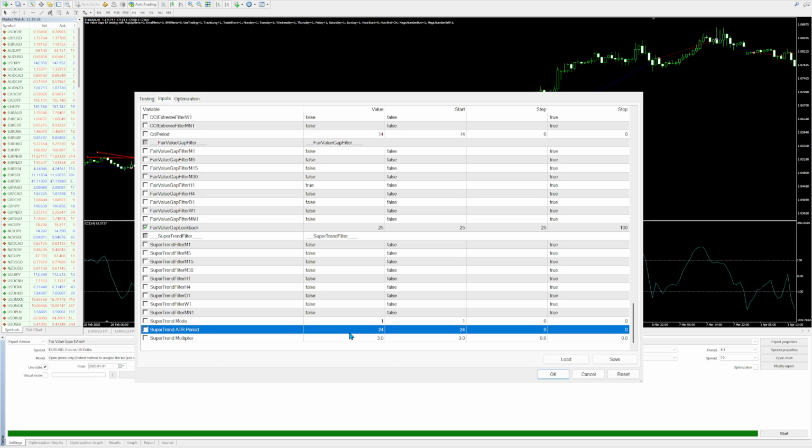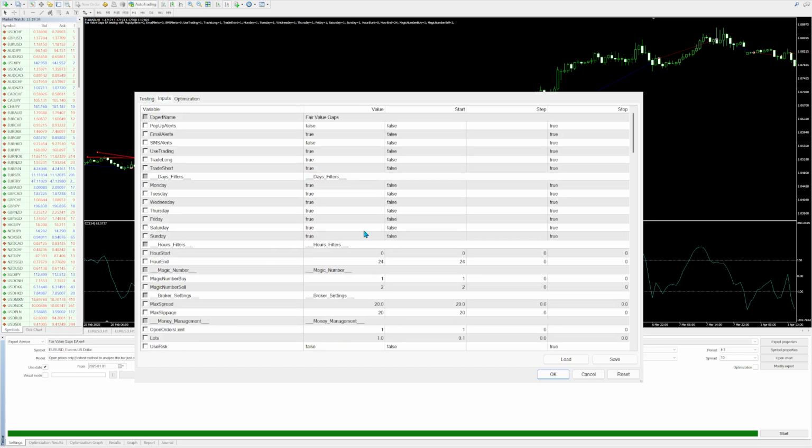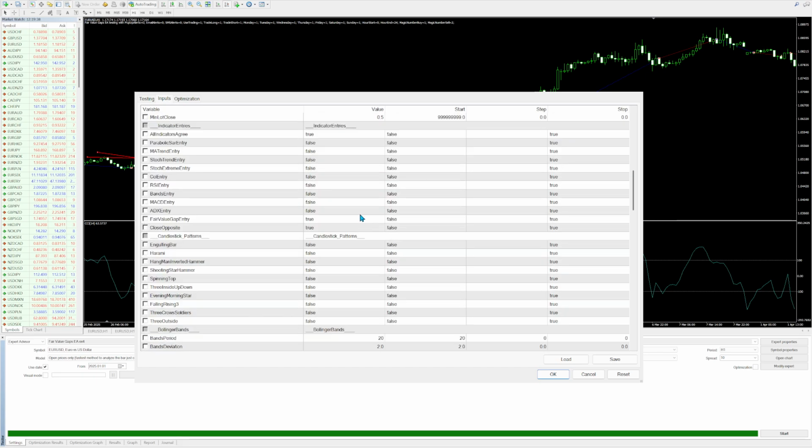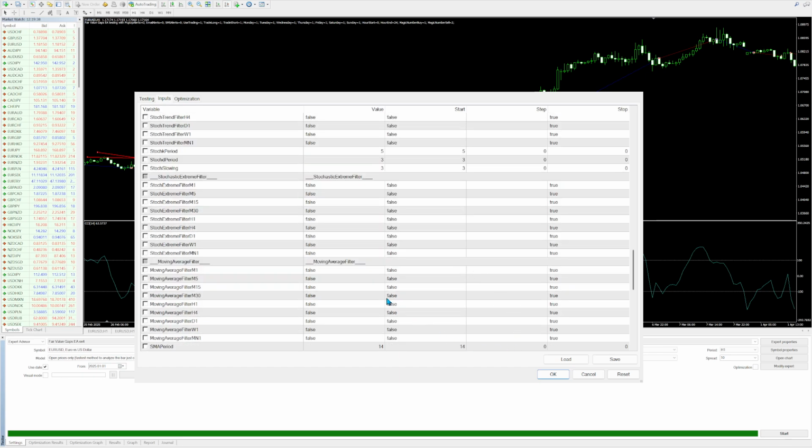And the super trend mode, period, and multiplier. So there's loads of settings there you can have fun with. If we want to use this purely as a fair value gap EA, we can do that as well.